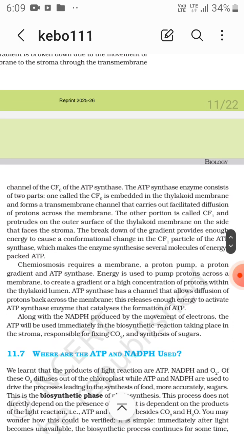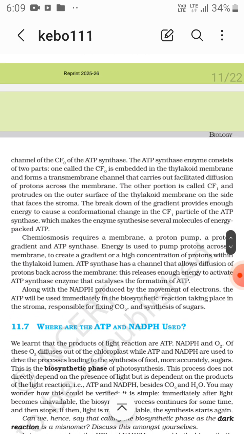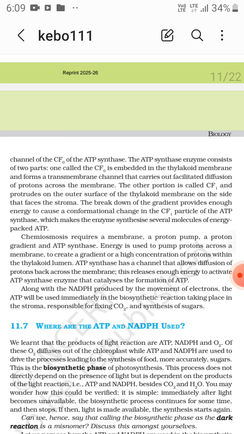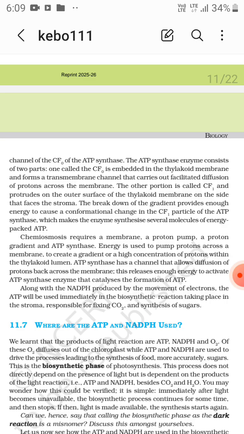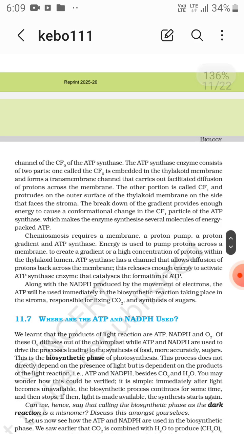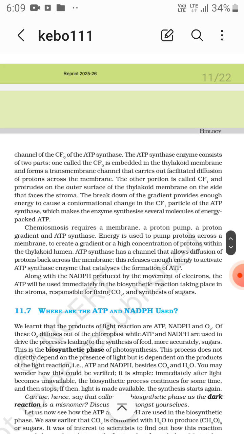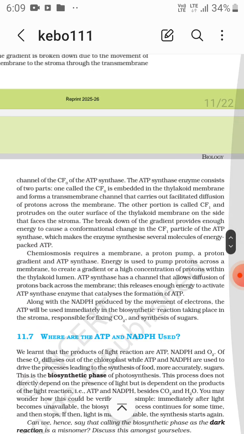Along with the NADPH produced by the movement of electrons, the ATP will be used immediately in the stroma side. The ATP will be used immediately in the biosynthetic reaction taking place in the stroma responsible for fixing CO2. So ATP and NADPH will be used directly in the stroma responsible for fixing CO2 and synthesis of sugars.